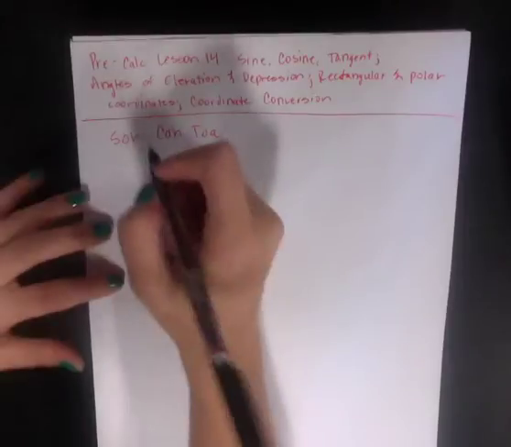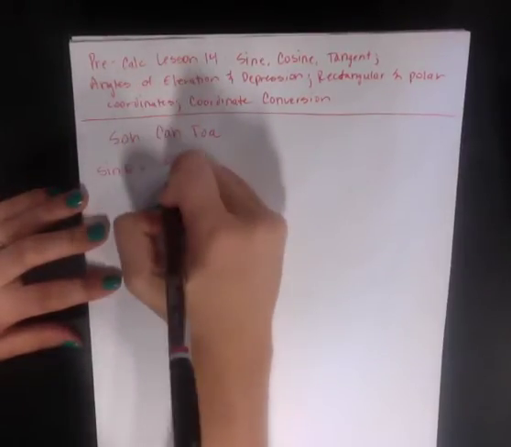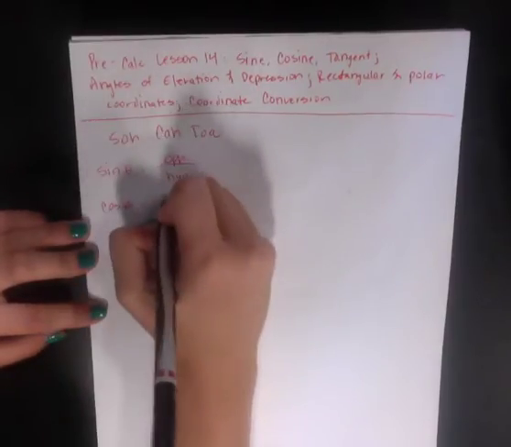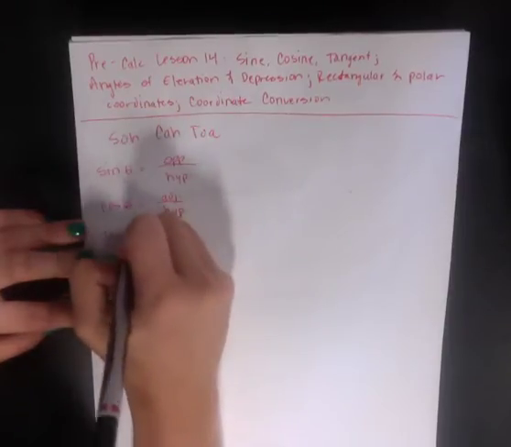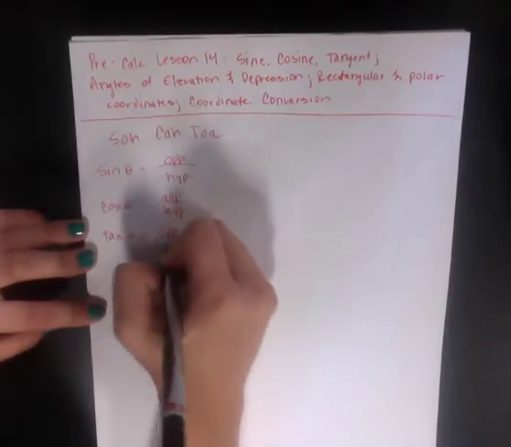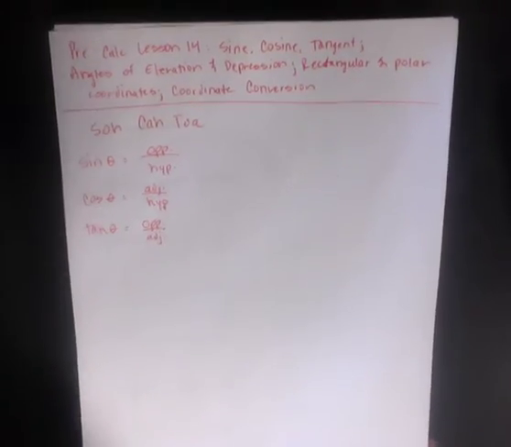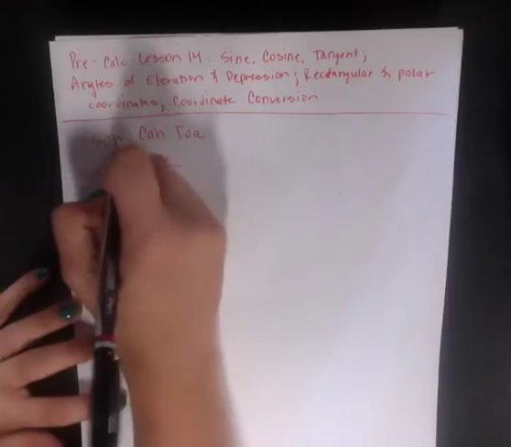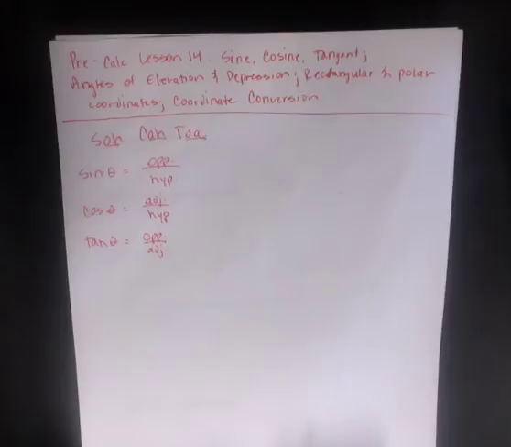sine, cosine, and tangent. We know that the sine of theta is the opposite over the hypotenuse. The cosine of theta is the adjacent over the hypotenuse. And the tangent of theta is the opposite over the adjacent. Okay? This is what we have been doing for a long time. Opposite over hypotenuse, adjacent over hypotenuse, and opposite over adjacent.